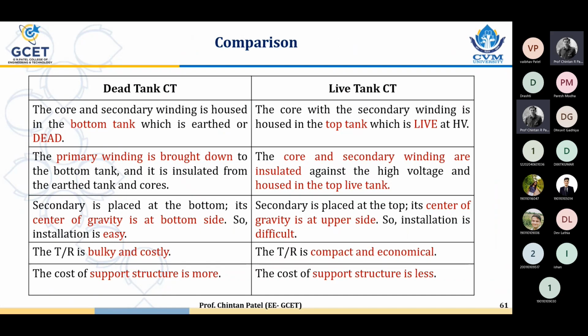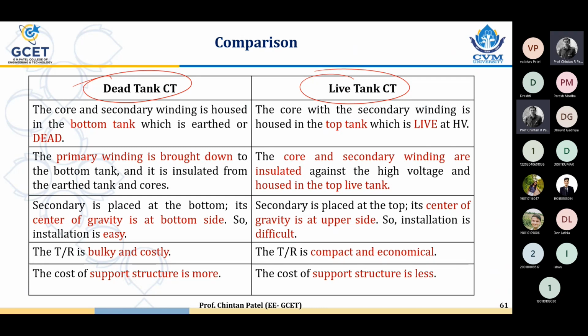Then tables. Many times you need to use a table for comparison, providing data. This is one example of a table. Very simple, 2 columns and a number of rows. Dead tank and live tank are the main topics for comparison, and it lists out the comparison points. This is boring. What to do to convert this into an attractive table?